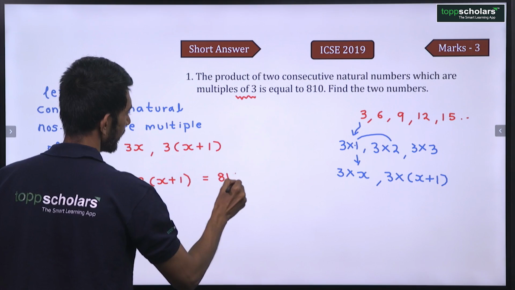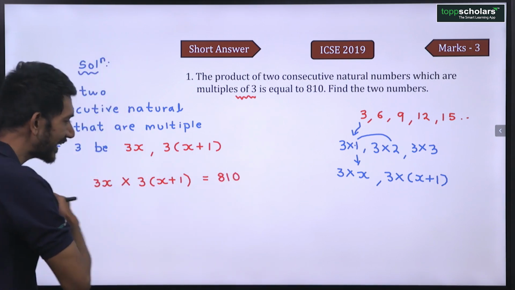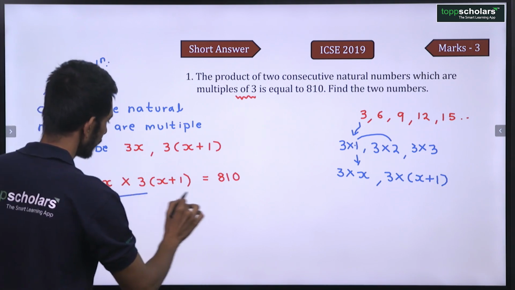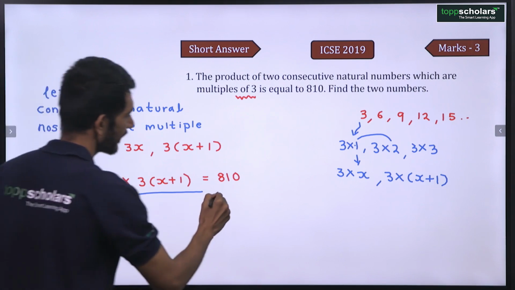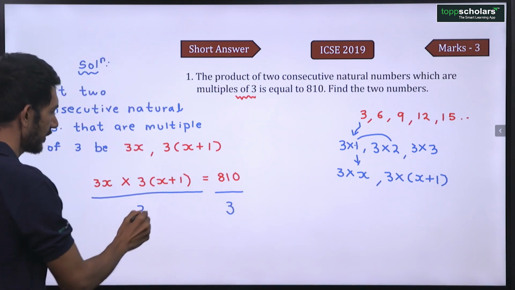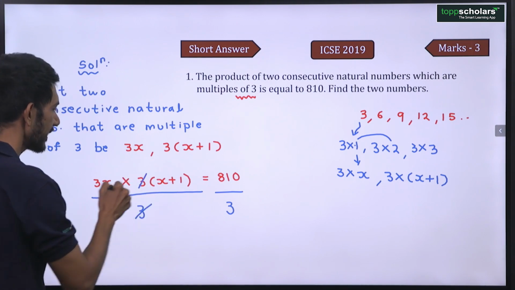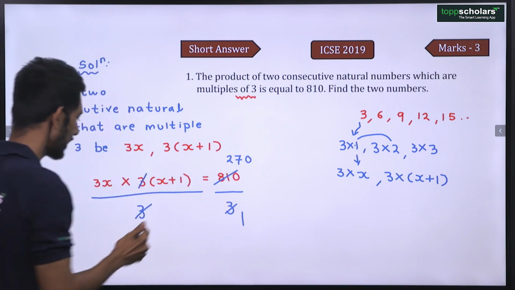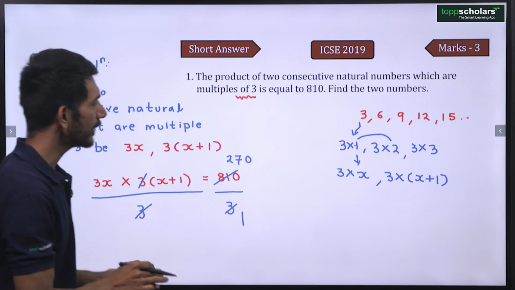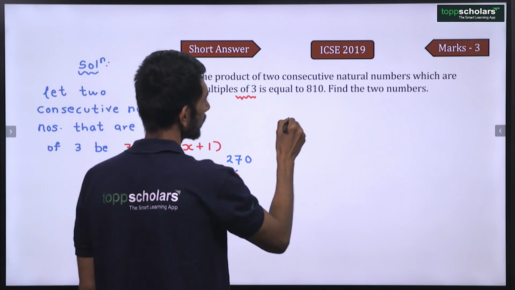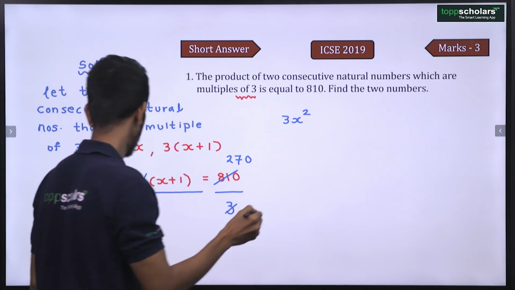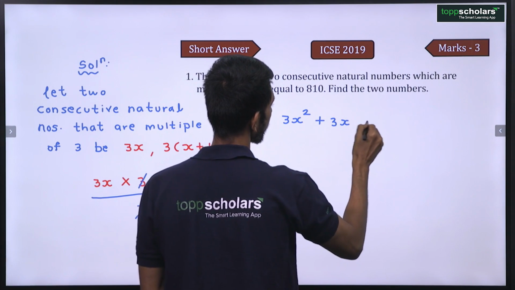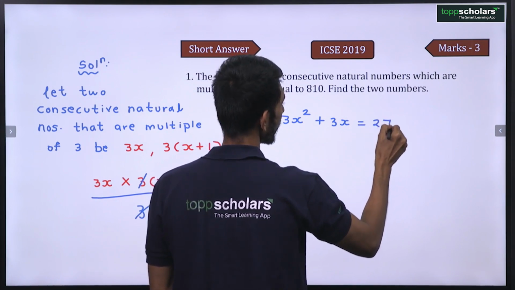is equal to 810. Okay, now what you can do is you can divide by 3 on both the sides, right? So if I divide by 3 here and if I divide by 3 here, what will happen? This 3 and this 3 gets cancelled. 3 ones are 3, 27s are, so you get 270. So 3x into x is 3x square. So you get 3x square. 3x into 1 is plus 3x is equal to 270.